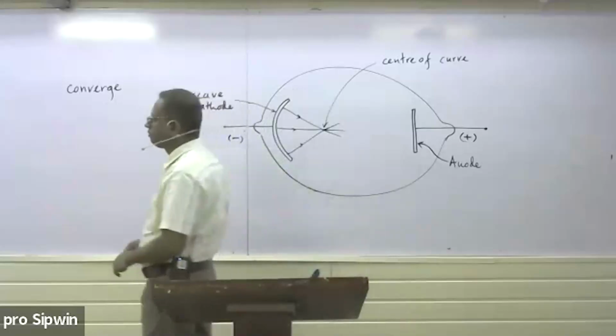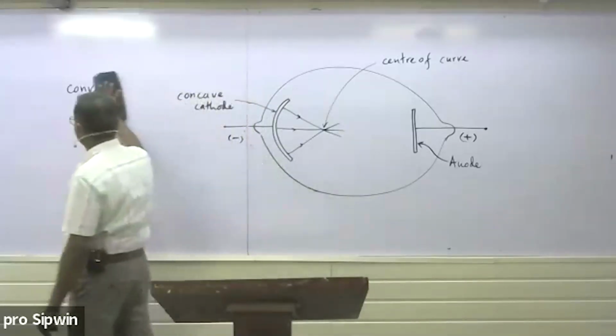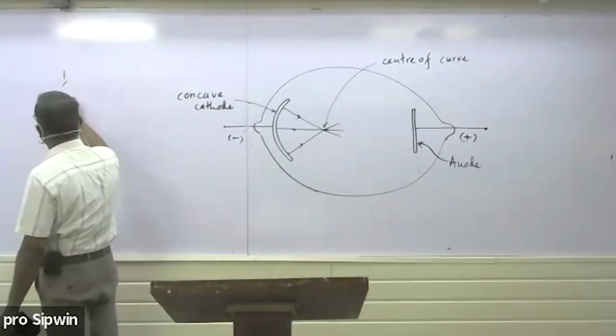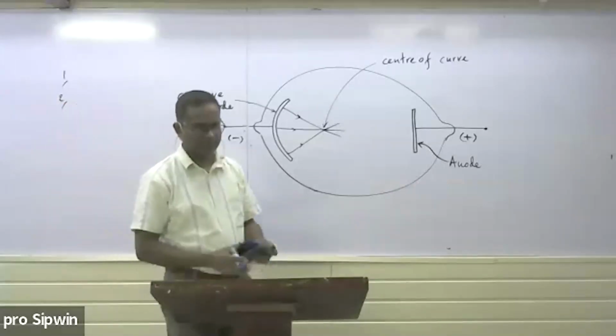Third point. So what is the first point? Start from the cathode. Initiate from the cathode. Second point, they are perpendicular to the cathode surface.